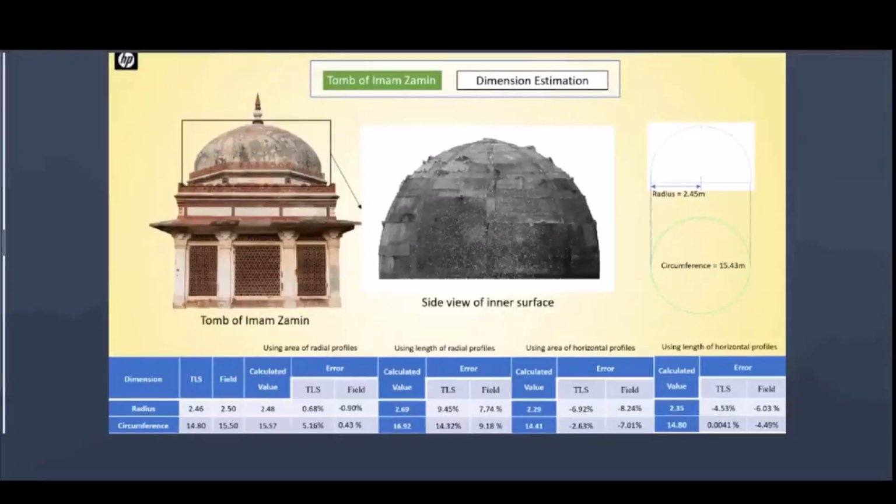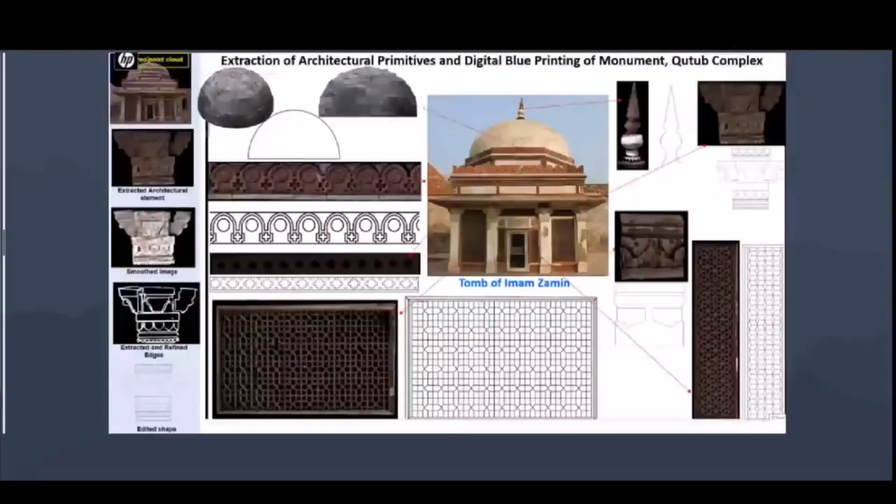So these primitives then can be used for further analysis or can be kept in a digital library and then used later for reconstruction, damage assessment, or so on. Then the next part of the documentation would be digital blueprinting. So after these primitives have been extracted, they can be used for digital blueprinting.